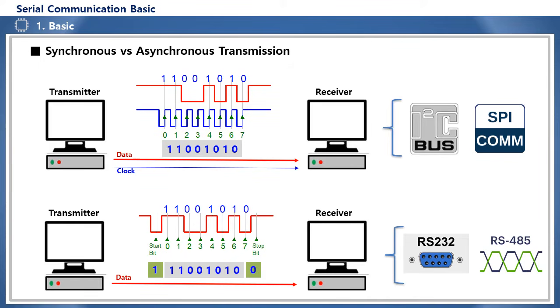I2C and SPI are synchronous communication methods because they have a clock line, while UART, RS-232, and RS-485 are asynchronous communication methods. In this way, the distinction between synchronous and asynchronous communication can be judged by the presence or absence of a clock line. Since fewer communication lines are advantageous for long-distance communication, RS-232 and RS-485 adopt an asynchronous communication method.